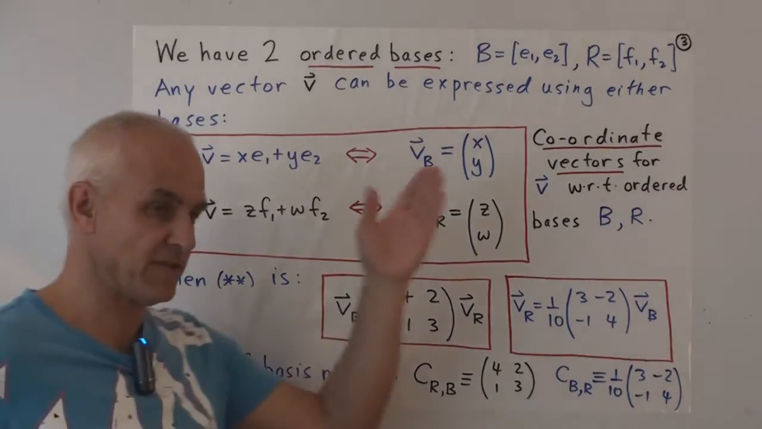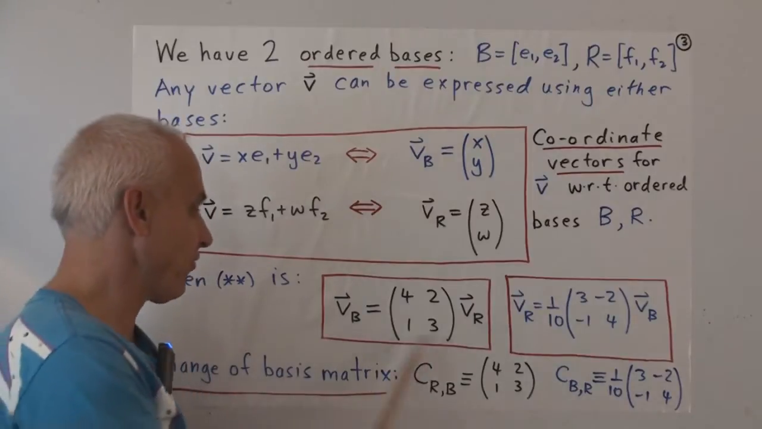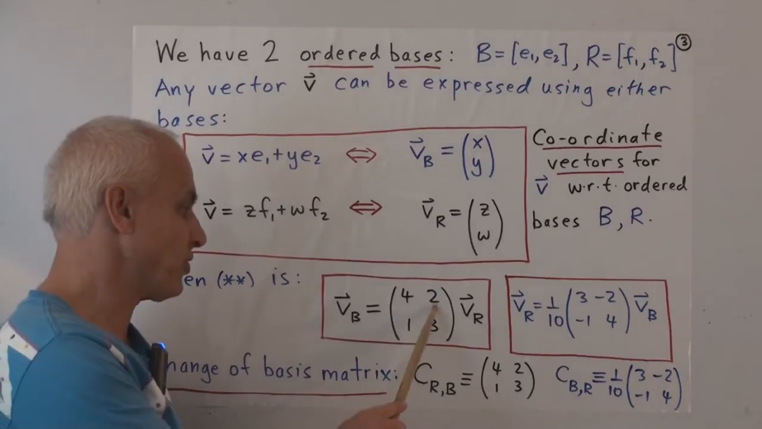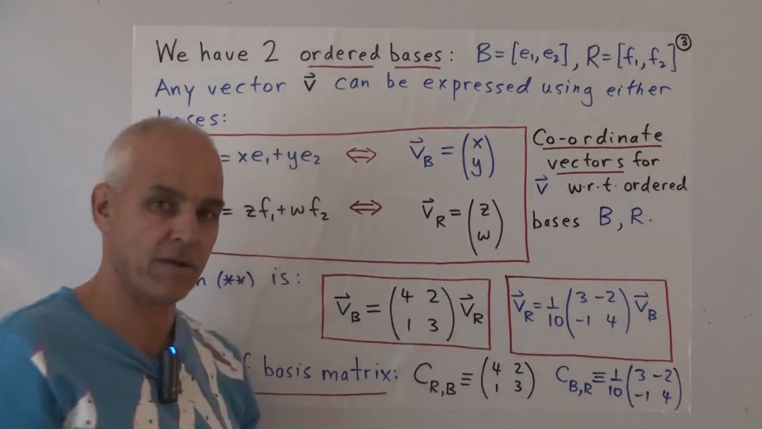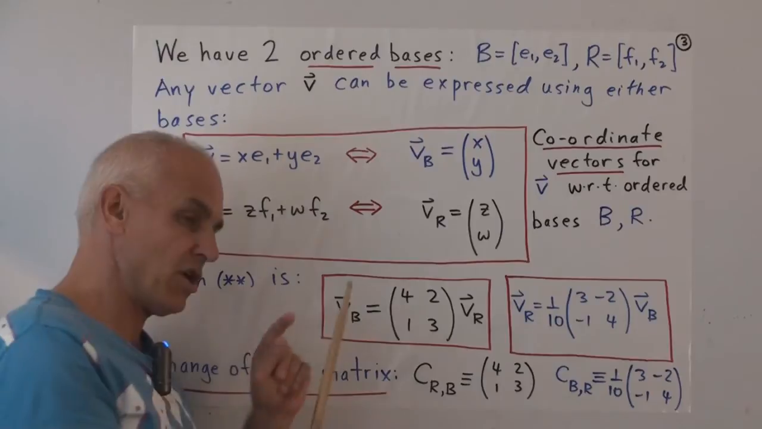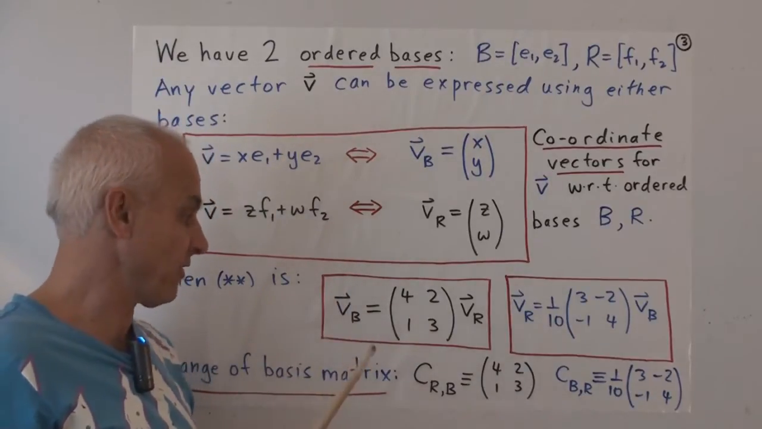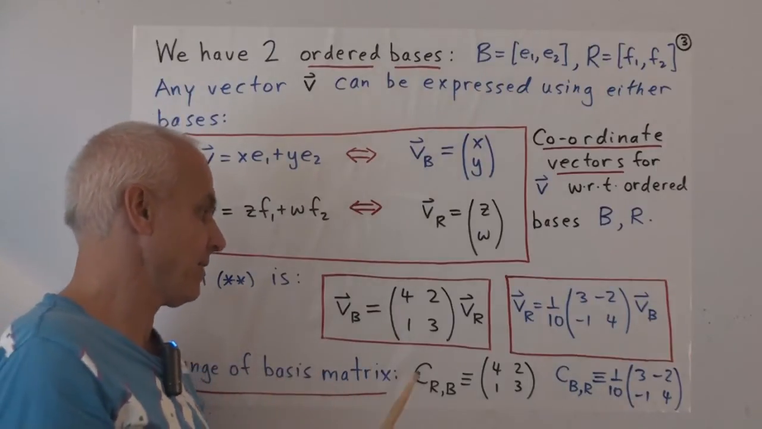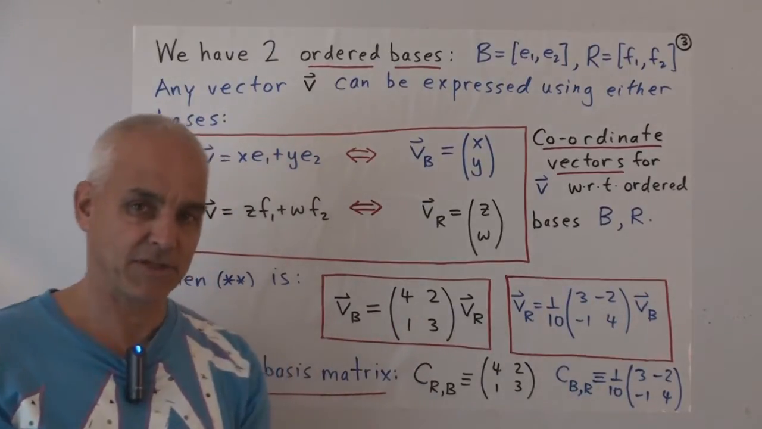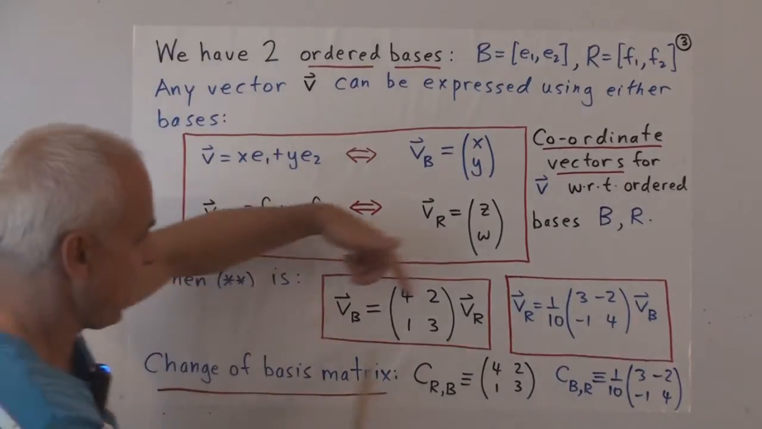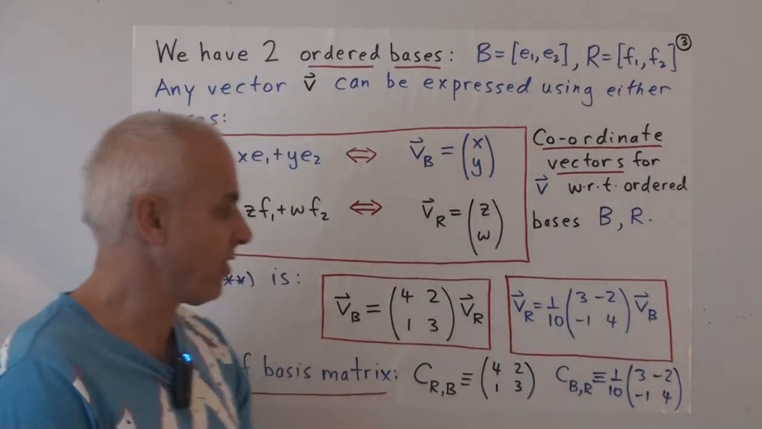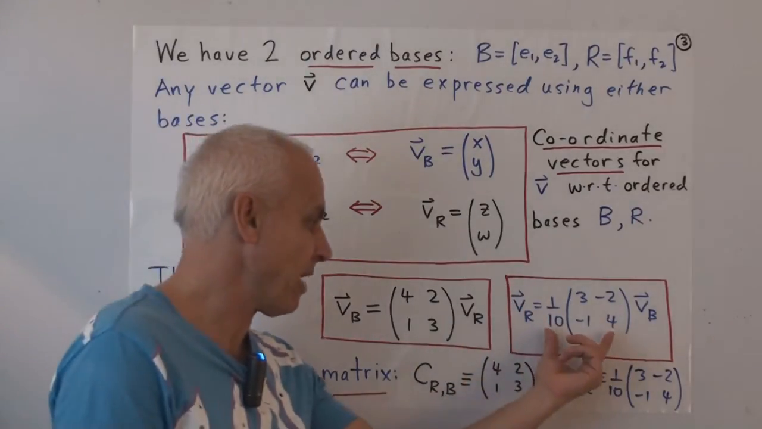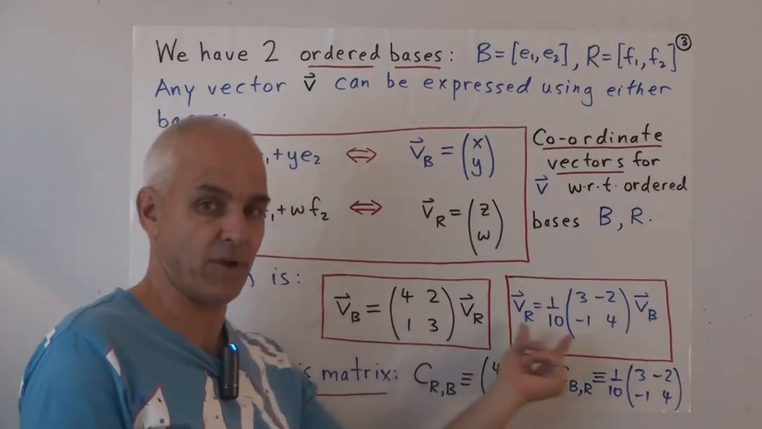Then the relationship that we've established on the previous page is exactly this one: v sub b equals the matrix 4, 2, 1, 3 times v sub r. In other words, to get Bob's coordinate vector for a given vector v, we take Rachel's coordinate vector for that vector and multiply by that matrix. On the other hand, if we start with Bob's coordinate vector and we want to get Rachel's coordinate vector, then we're going to have to multiply by this matrix, which is the inverse of that one.